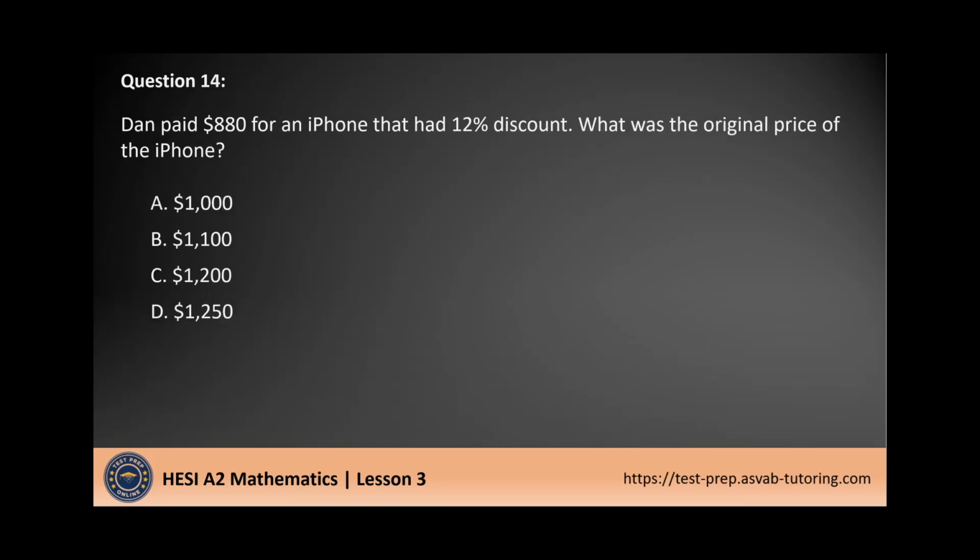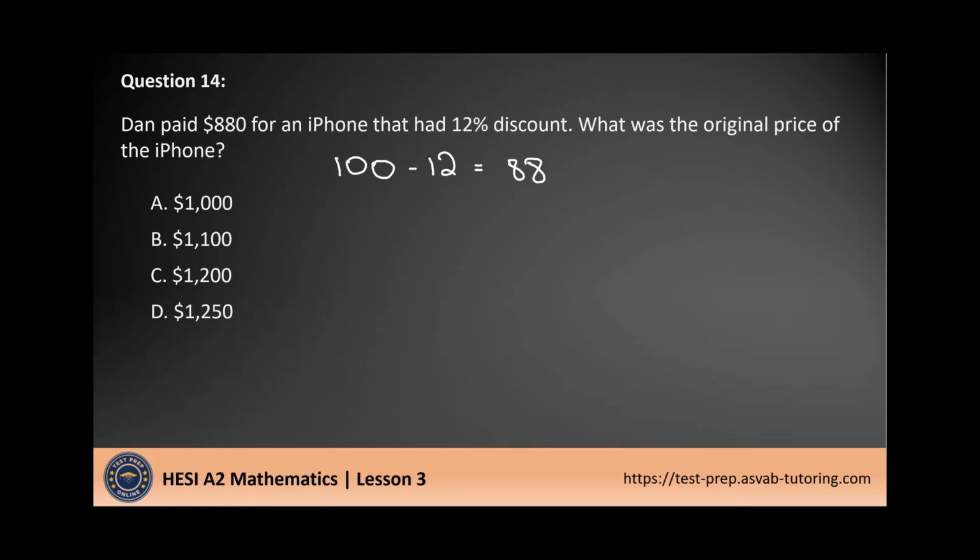Dan paid $880 for an iPhone that had a 12% discount. What was the original price of the iPhone? Okay, so if the discount was 12%, that means we paid 88% of the original price. Right? We start with 100%. We had a discount of 12%. We're working in percents right now. 100 minus 12 is 88.